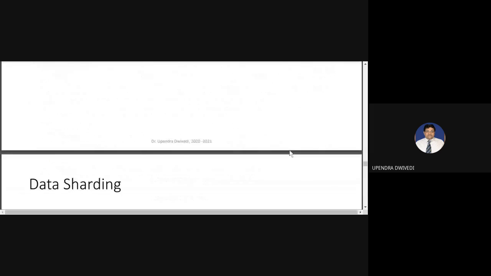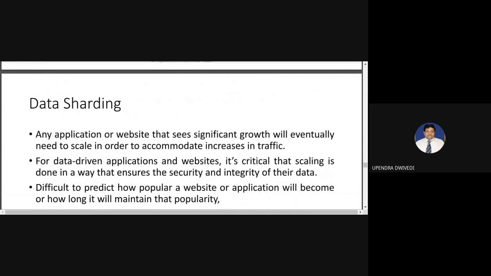Now, the next topic is data sharding. So data sharding is basically what happens. Suppose we have a database and data set. After some time, it is increasing in exponential order, and it will increase so much that it is very hard for the organization to manage such a large amount of information as well as to access that information. So data sharding can be applicable for any application or website that gets significant growth and wants to scale its database in order to accommodate the traffic.